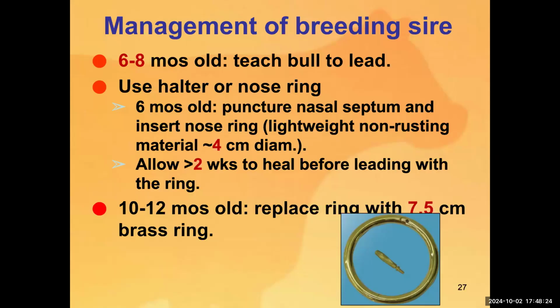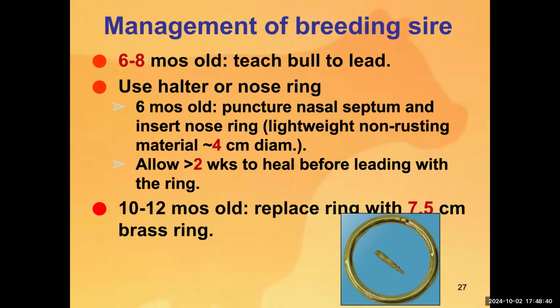Now we go to the breeding sire, and starting when they're 6 months to 8 months old, we start to teach them to lead. So there's a nose ring and then there's a lead rope.